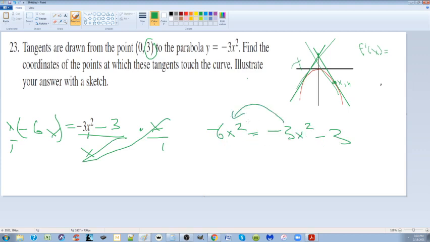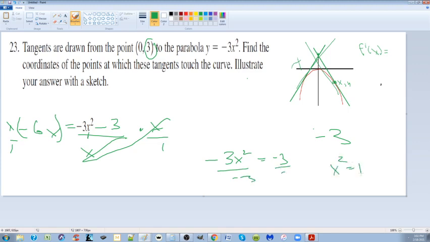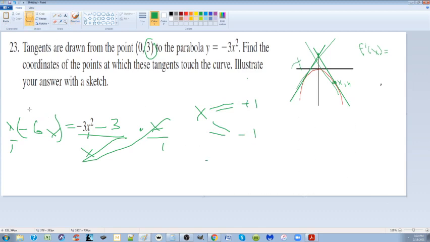When I bring this 3x squared over to this side, it becomes positive, and I get minus 3x squared because I'm adding negative 6 apples plus 3 apples. And all of it is going to be equal to minus 3. When I divide by negative 3 on both sides, I'm left with x squared is equal to 1. And when I take the square root of that, I get x is equal to plus 1 and x is equal to minus 1. Now I can substitute that into the equation.